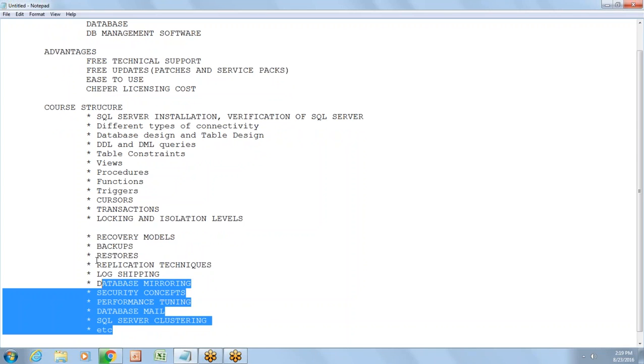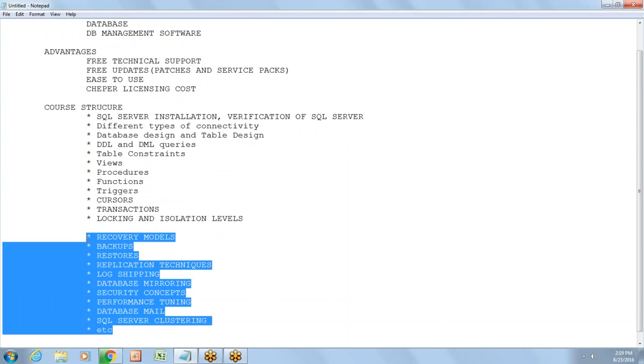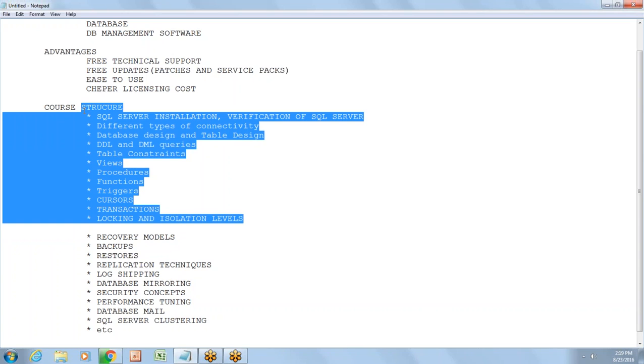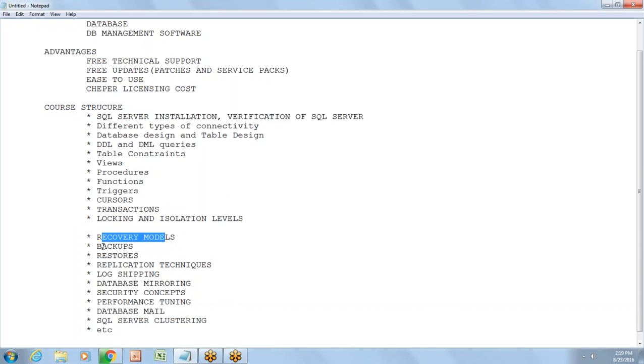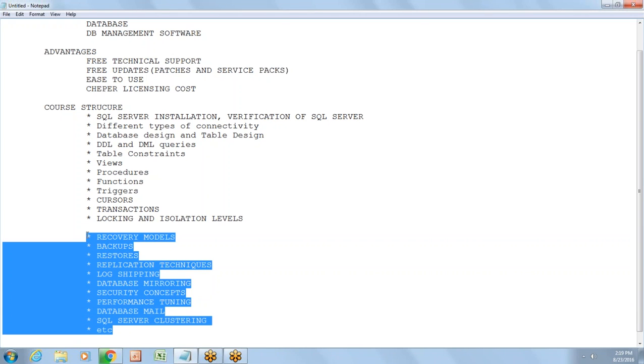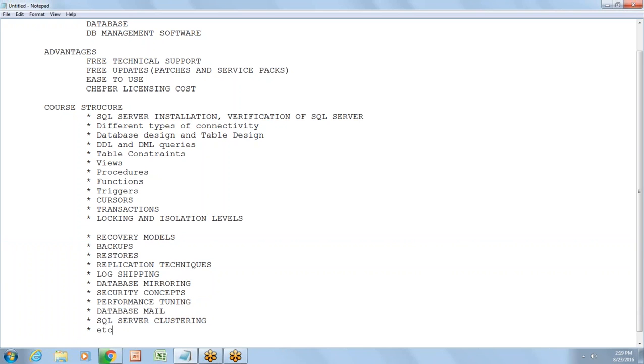So in order to work with the database, or if you want to go for database administrator, this part is mandatory. Once we complete this part, then we go for the DBA concepts. I briefed some of the topics like recovery models, backups, restores, replications, log shipping, database mirroring, security, performance tuning, etc. Apart from this, we'll see some more concepts as well. So this is the course structure.